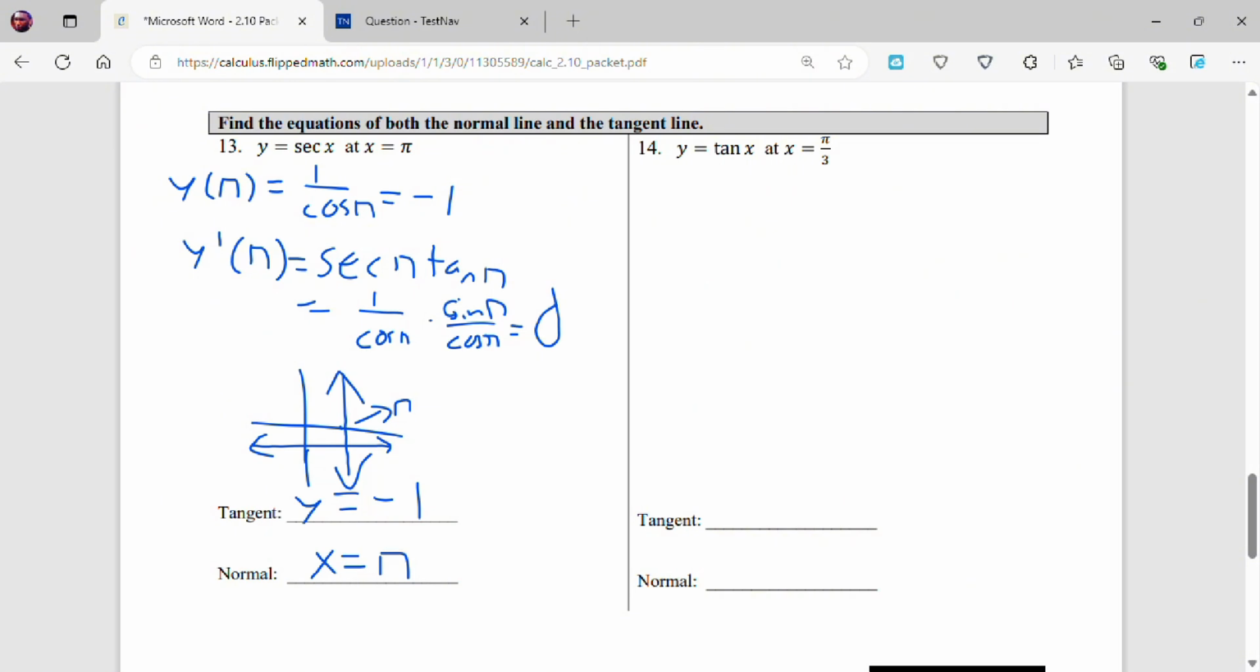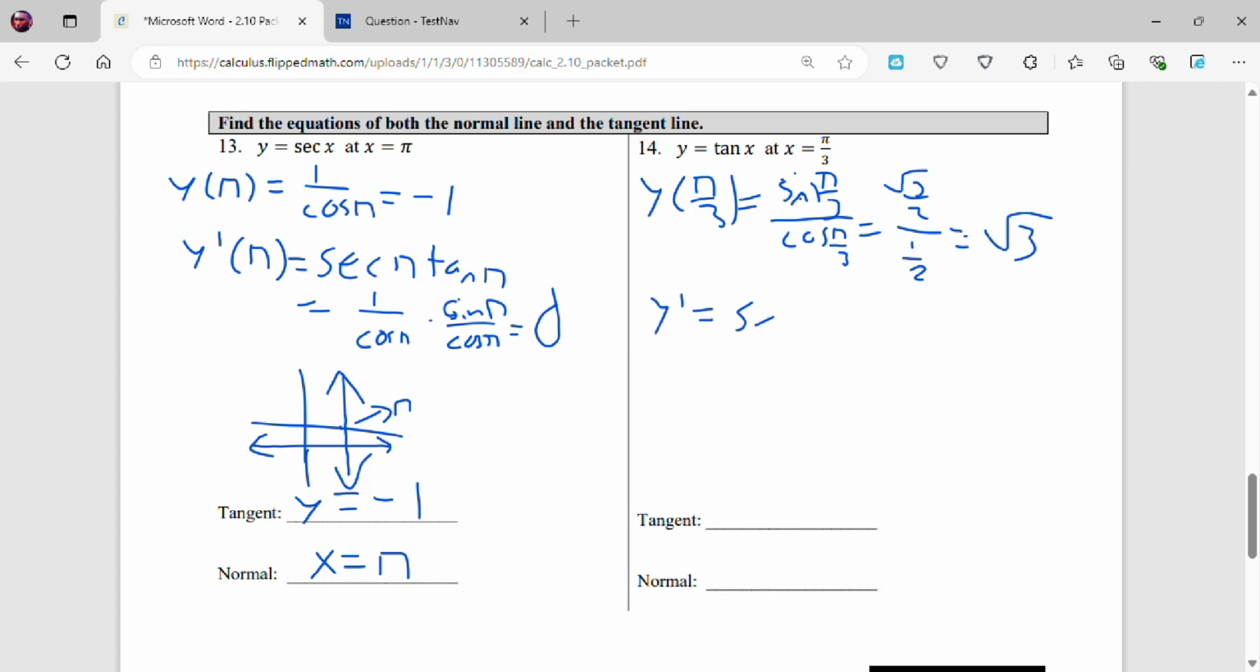Okay, next problem. Y of pi over 3 equals sine pi over 3 over cosine pi over 3. Sine pi over 3 is equal to square root of 3 over 2. Cosine pi over 3 is 1/2. Square root of 3 over 2 divided by 1/2 is square root of 3.